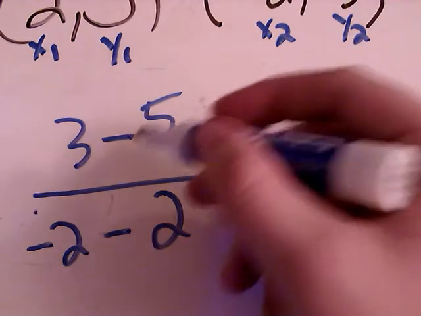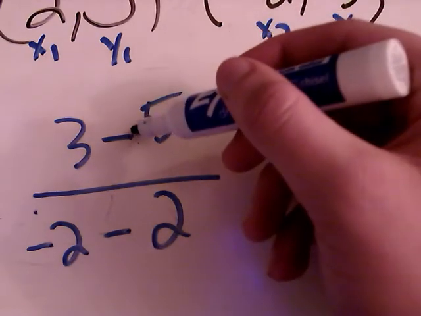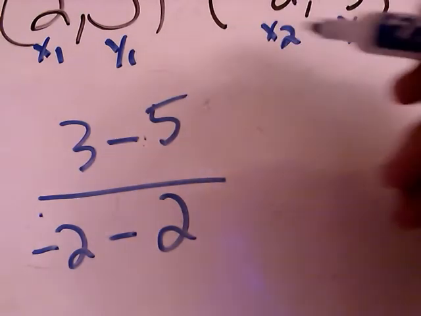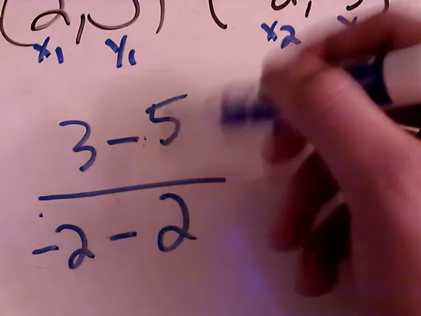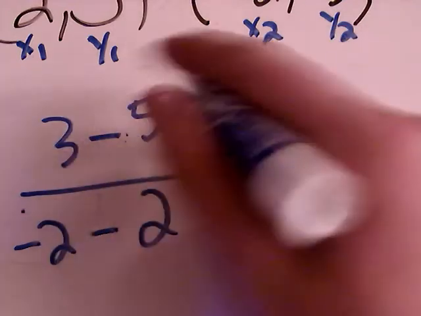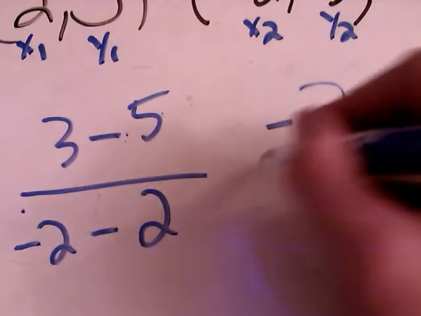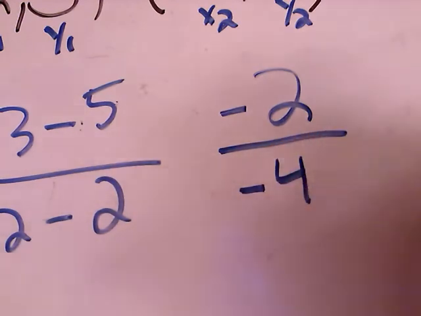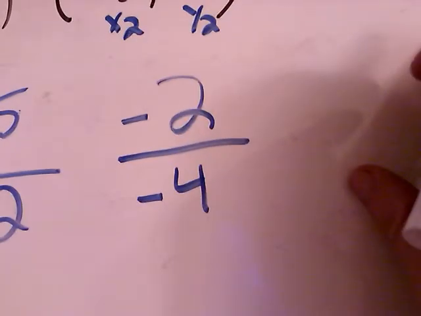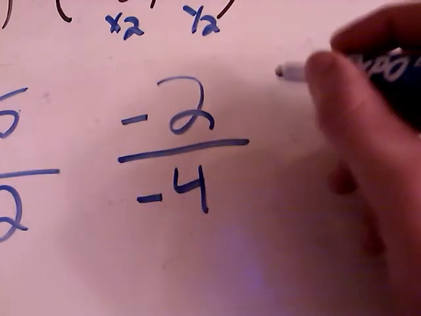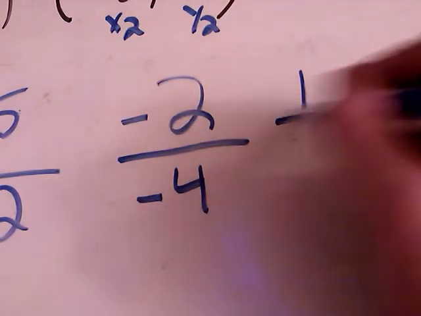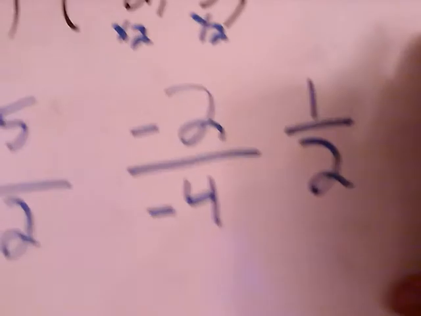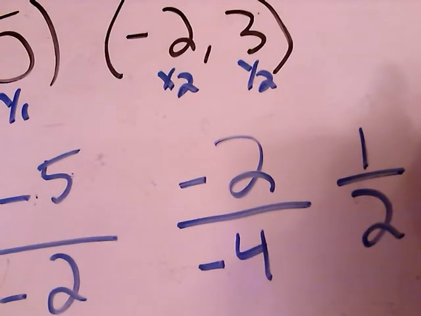Now remember, you keep the minus. The only way that this changes to a plus is if our second number is negative, but these are not. These are both positive. So you have to look, 3 minus 5 is negative 2. You have to remember the negatives. Negative 2 minus 2 is negative 4. Since we have a negative in both top and bottom, it becomes positive, and 2 over 4 becomes 1 over 2. There we go.